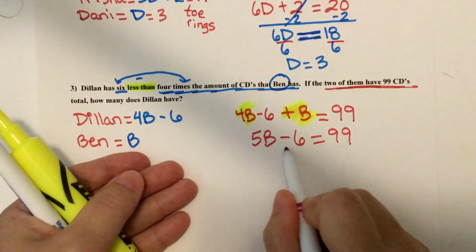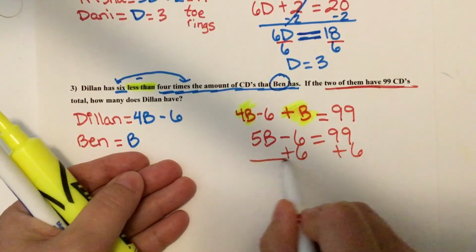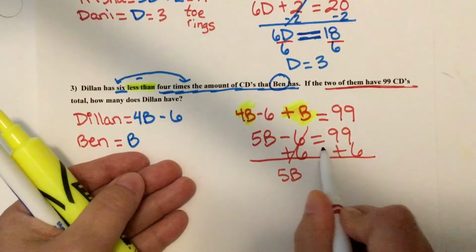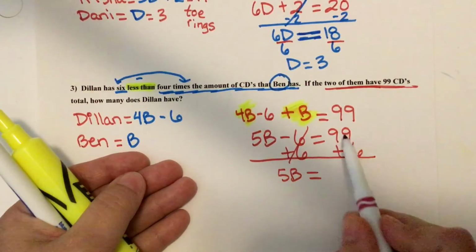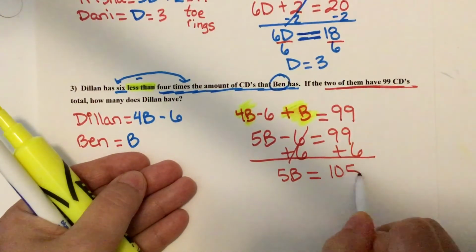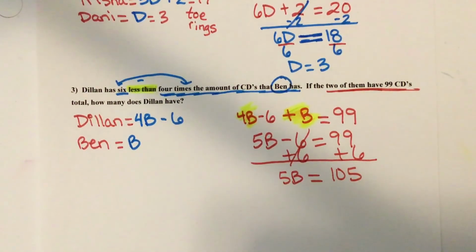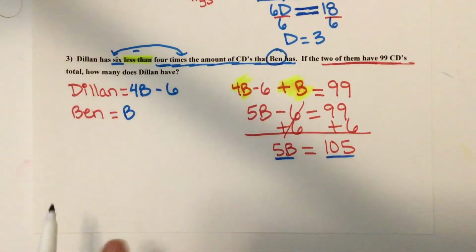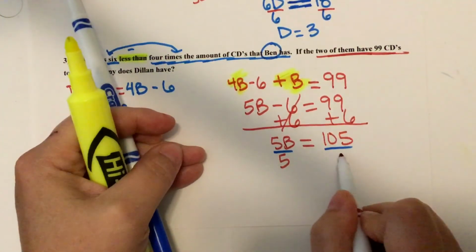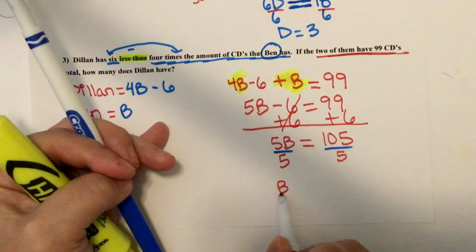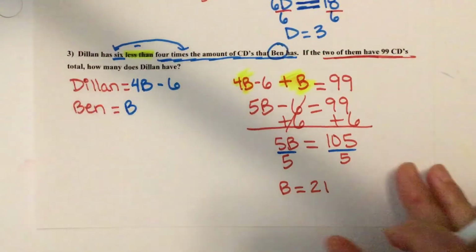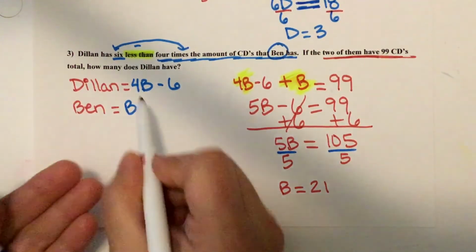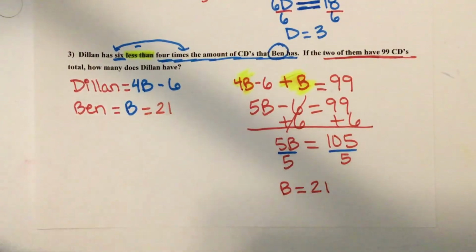Add the 6. Yep, so to get rid of subtraction of 6, we do the opposite and add. That zeroes out. Shoop. Bring down your 5B. Bring down your equals. And then 99 plus 6 makes 105. Okay, and then to get B by itself, what do you think? Divide by 5. Okay, and if I divide by 5, do you know what that makes? 21. All right, and that is Ben.